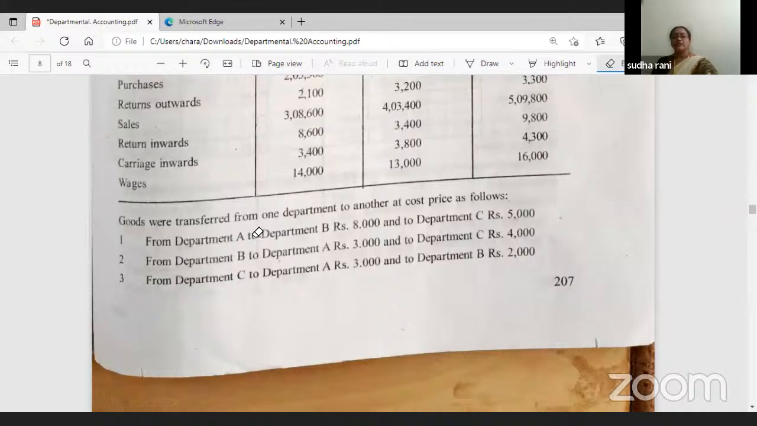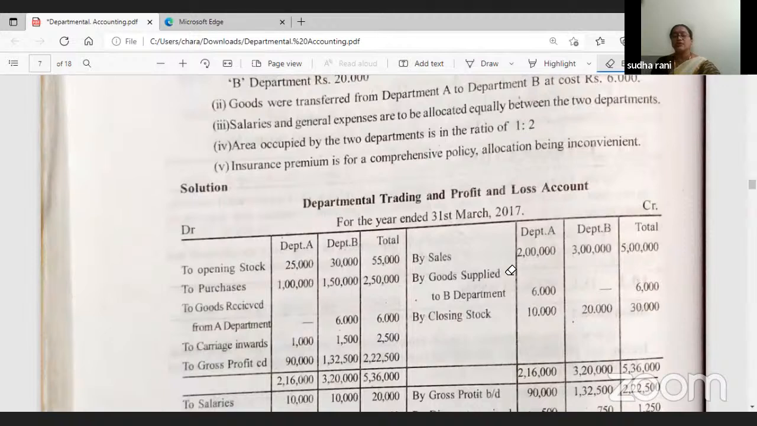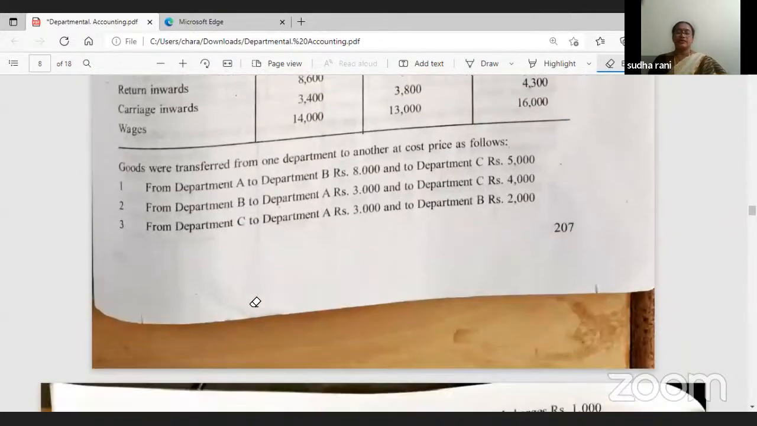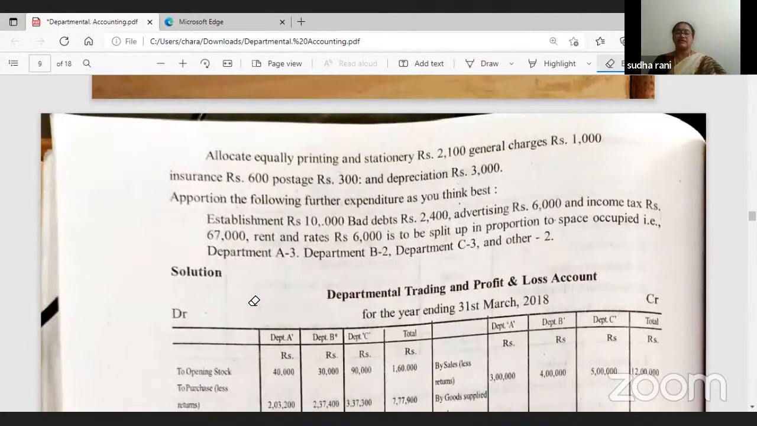And see here, he said from department A to B 8,000 is transferred. So for a transfer, whichever department is supplying, you will show on the credit side. Whichever department is receiving, you will show on the debit side. That point is to be remembered. The department supplying the material or goods is to be credited with the amount supplied. The department receiving the goods or stock is to be debited with the amount of goods received. That's a new point which you are supposed to remember. All the rest of the expenses and incomes are to be allocated based on the instructions.